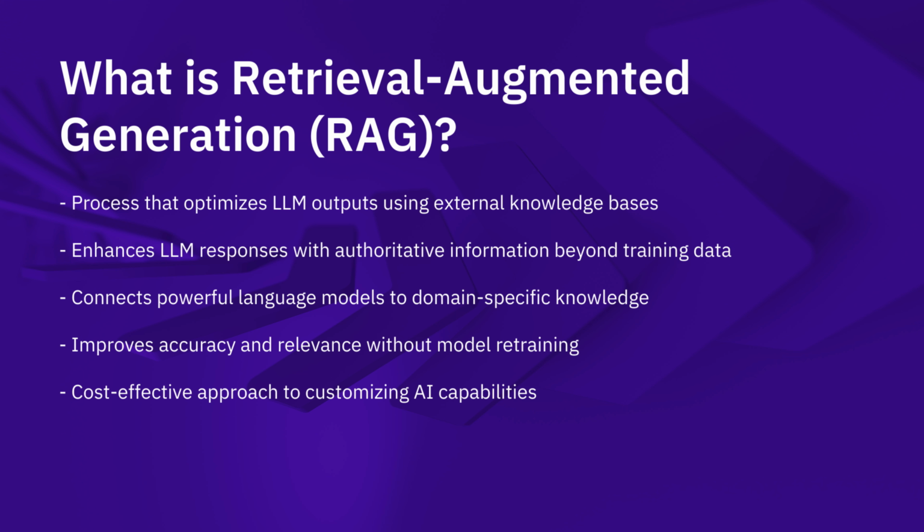At its core, RAG is a process that optimizes the output of large language models. Rather than relying solely on what the model learned during its training, RAG introduces a critical intermediary step. Before generating a response, the system first searches through and retrieves information from an authoritative knowledge base that you specify. This fundamentally changes how the AI creates responses.